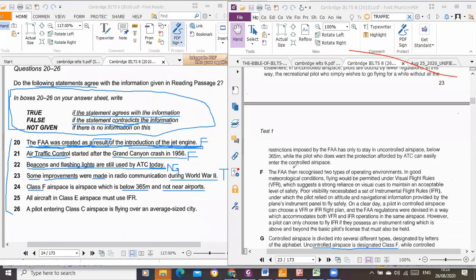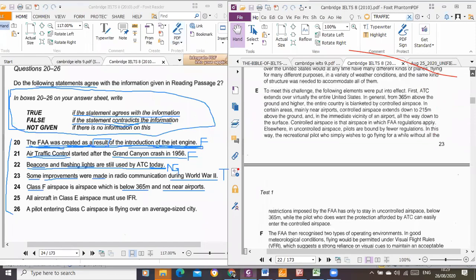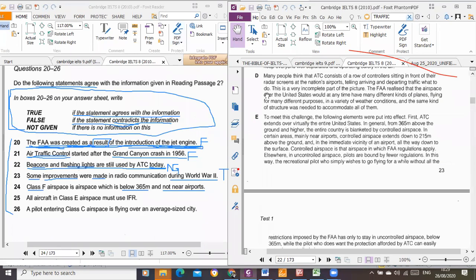Now, because I want to know the altitude, because they mentioned altitude here, Class F airspace is airspace below 375 meters and not near airport. You remember they talk about being near airports or not being near airports, okay? Sorry, just want to convince you before we choose our answer. All right, almost there, nearly there.